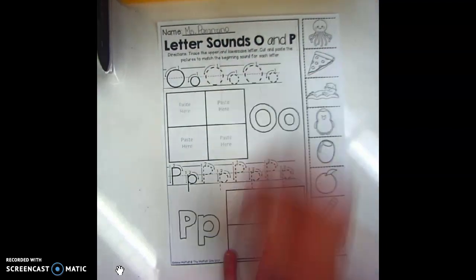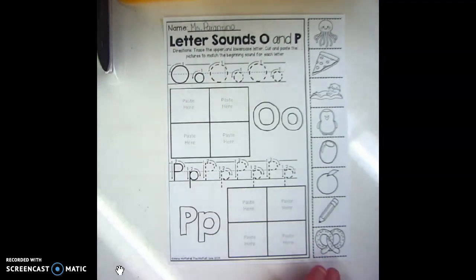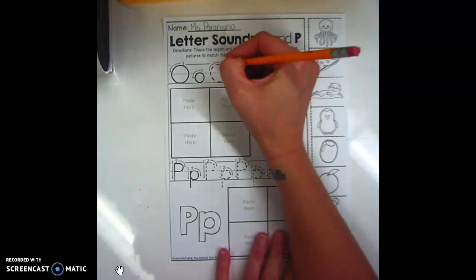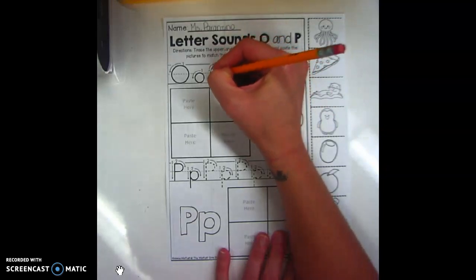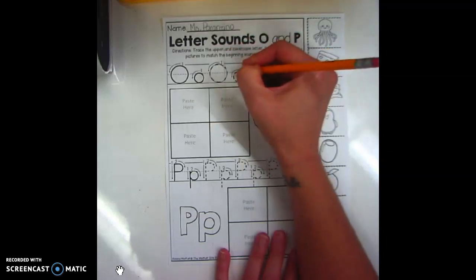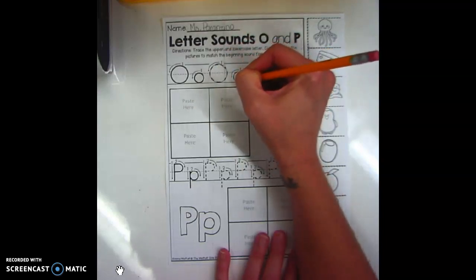Okay, now remember yesterday we talked about how O is one of our vowels. Our 5 vowels are A, E, I, O, and U. So O is going to have 2 sounds. O can say ah, and O can say O. So remember that when we're looking at our pictures. Again, O can say ah, and O can say O.